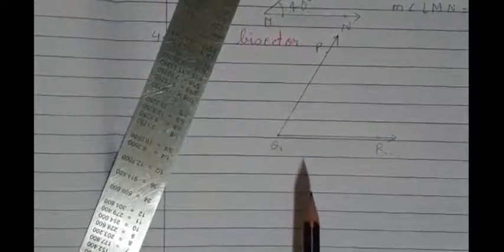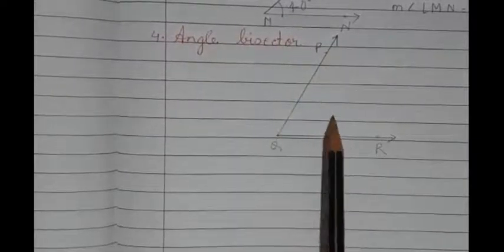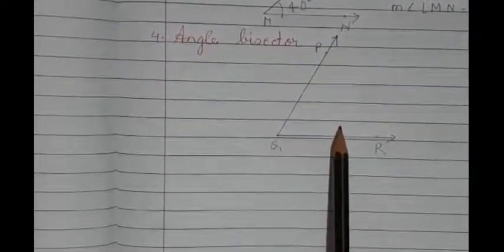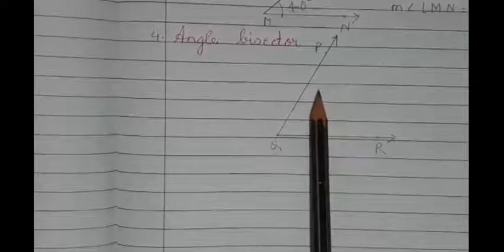Now we are going to draw a bisector for this angle. The bisector we are going to draw will divide this angle into 2 equal parts. That is, one part will be 30 degrees and the other part will be 30 degrees. So now let's see how to do the construction.